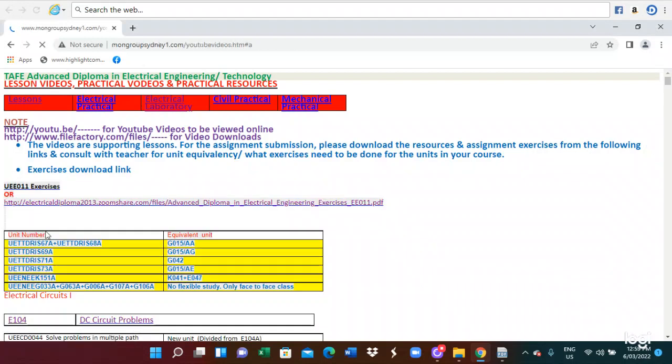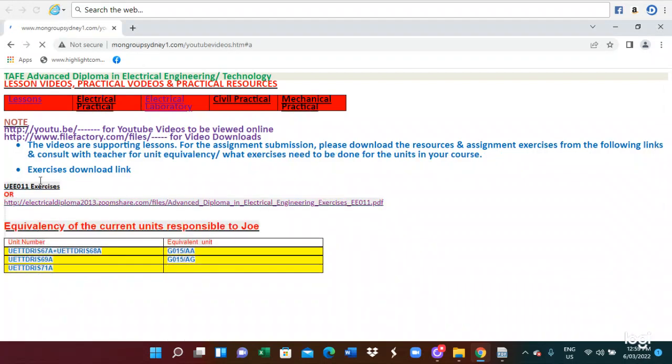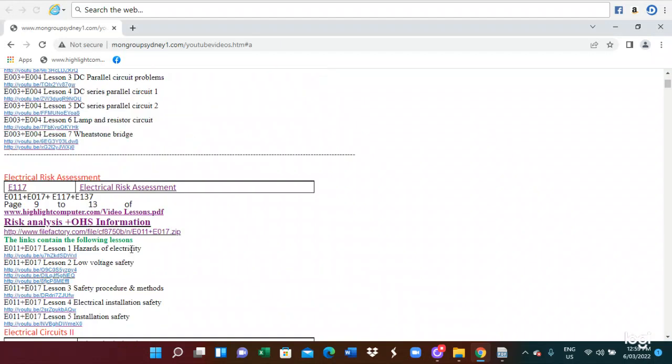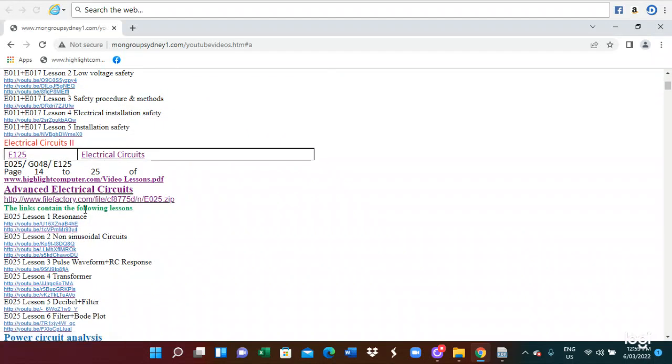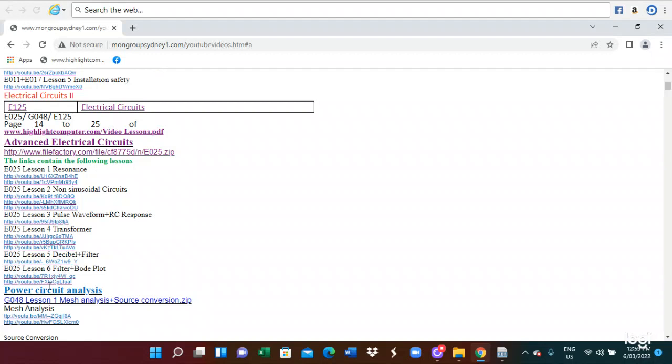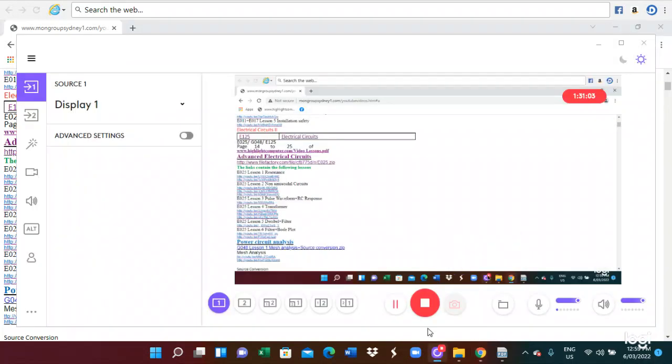In the lesson you can see the advanced circuit analysis, E025. So this is a video. Written notes are here. You click the video lesson pdf, and you read pages 14 to 25.